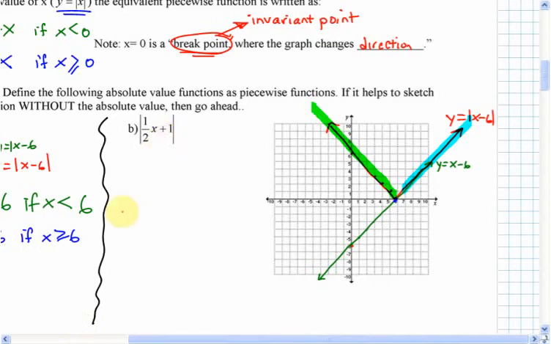What's the y-intercept for this graph? 1. So let's start at 1. So I'll use purple. 1. What's the slope of this line? It's 1/2. What does that mean? When you go up 1, how many go to the right? Well, not half. It's 2, right? Rise over run. Go up 1, to the right 2. Up 1, to the right 2. Up 1, to the right 2.